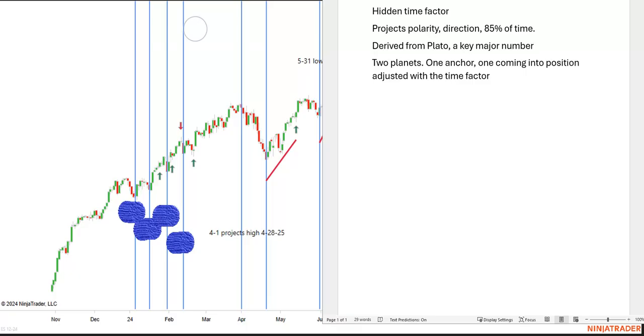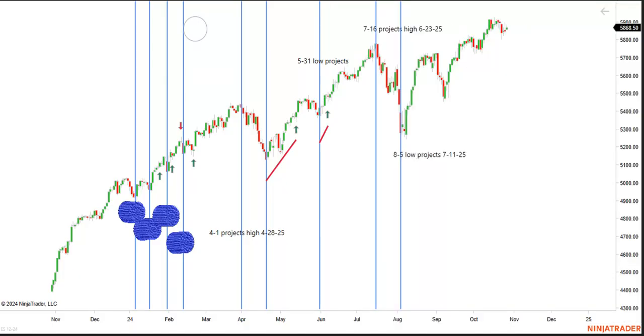This is a two-planet method. There is one anchor planet and one coming into position adjusted by the time factor. So this hidden time factor is the key to this. So I'm going to go and show a few examples here. This is the S&P daily chart, or the ES daily chart.